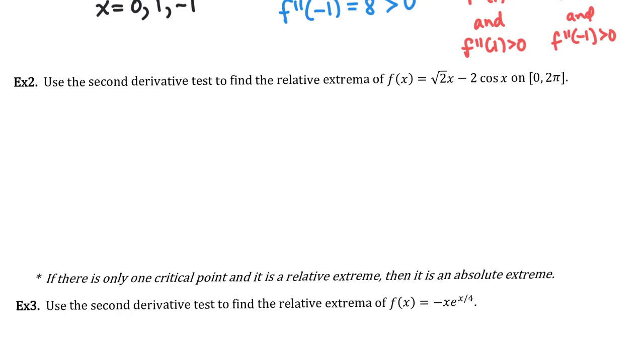Okay, so first thing, I'm going to do the first derivative. Just be careful here. This is root 2 times x. The x is not in the radical. So if it's root 2 times x, the derivative is just root 2. The derivative of -2 cosine x is +2 sine x. Okay, let's see when this is equal to 0.